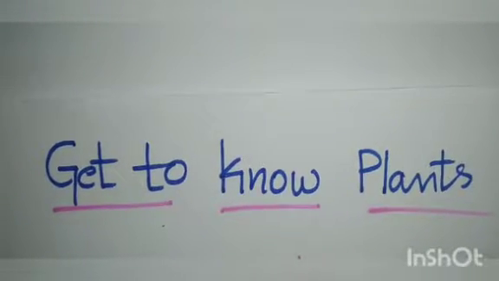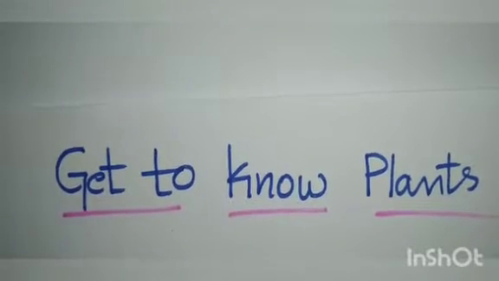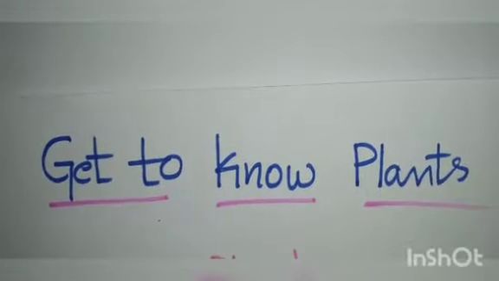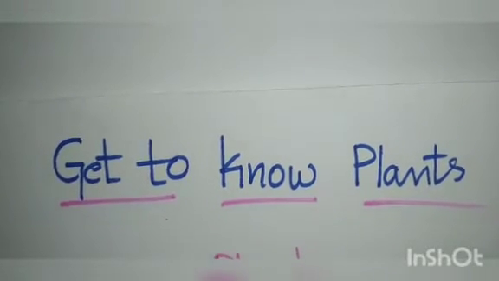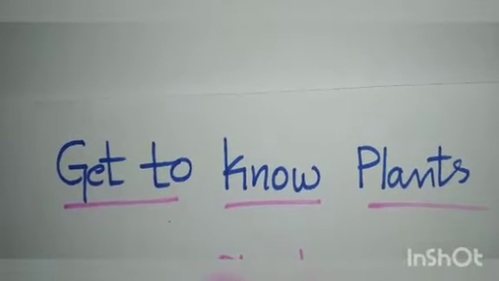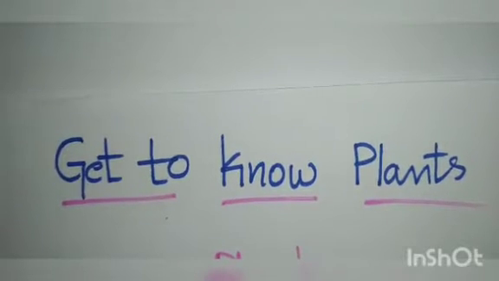We are learning the chapter Get to Know Plants, right? In the previous class, you studied the different types of plants based on their size, that is herbs, shrubs and trees. Now we'll learn about the parts of a plant, and we are also learning about the root system.